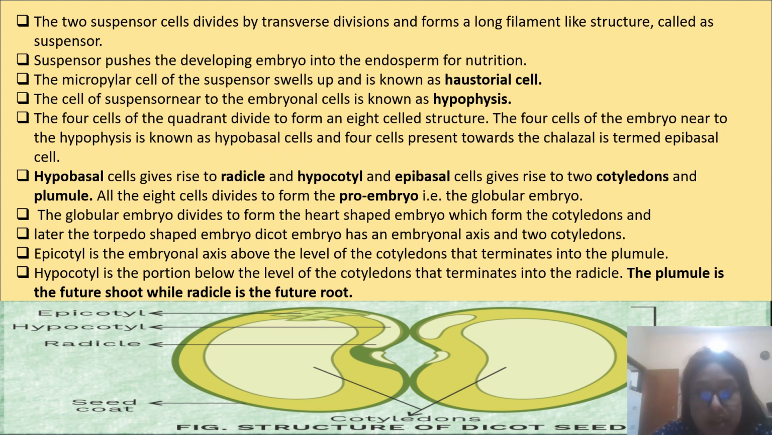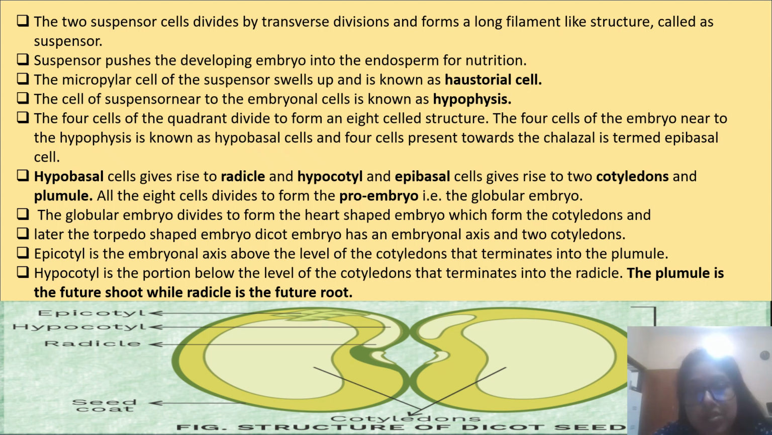The four cells of the embryo near the hypophysis are known as the hypobasal cells, and the four cells present towards the chalazal end are termed epibasal cells. Hypobasal cells give rise to the radicle and hypocotyl, and epibasal cells give rise to the two cotyledons and plumule. All the 8 cells divide to form the proembryo, that is the globular embryo.